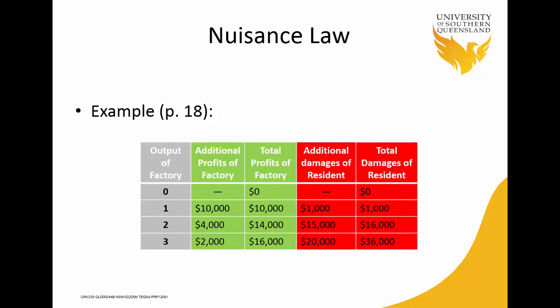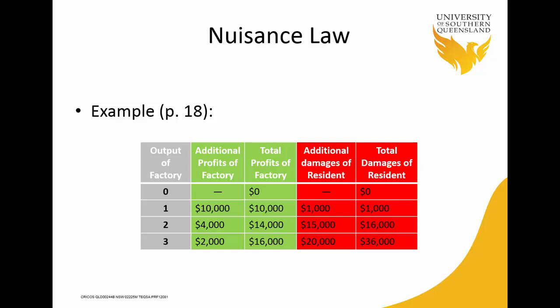This is our assumption for the example. The factory could produce either 0 units of output or 1, 2 or 3 units of output. So there are only 4 possibilities, and for each of them there's additional profit accruing to the factory. If they produce 1 unit, they would get 10,000. If they produce 1 extra unit, so now they have 2 units, they would get another 4,000. And if they produce 1 more extra unit, so now 3 units, they would get an extra $2,000 in profit. That's the second column you see there.